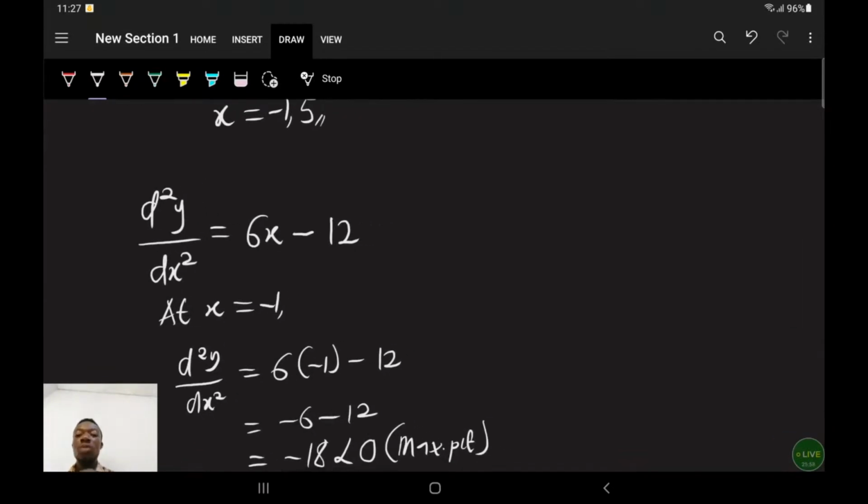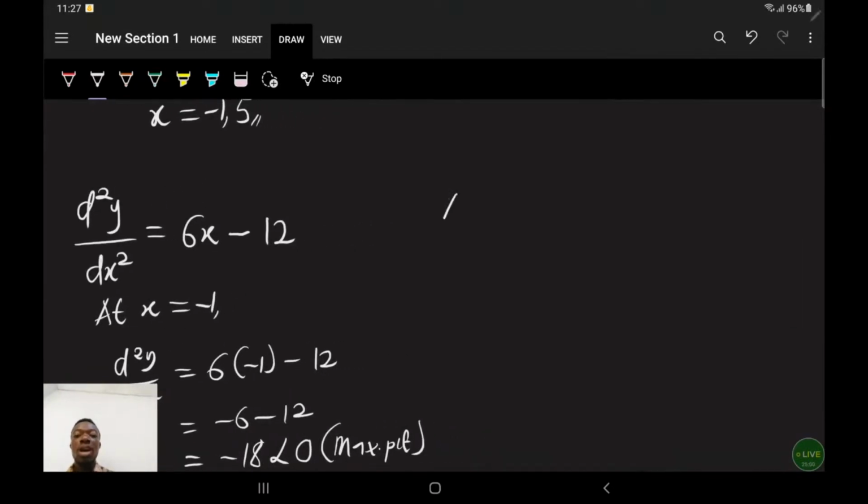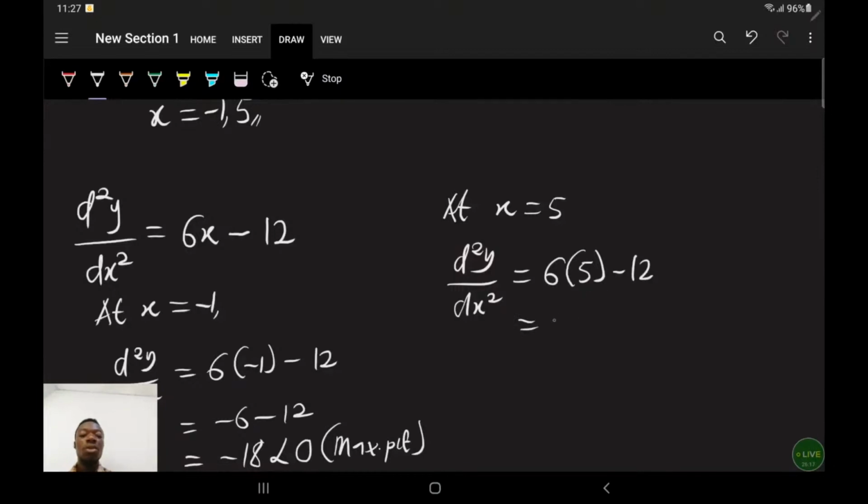And you do the same with the 5. So let's see with the 5. At x is equal to 5, we can say that our d squared y over dx squared should be equal to, just substitute 5 there. So it's going to be 6 into bracket 5 minus 12. So here I'm going to have 30 minus 12, which results in 18. I hope that is clear.